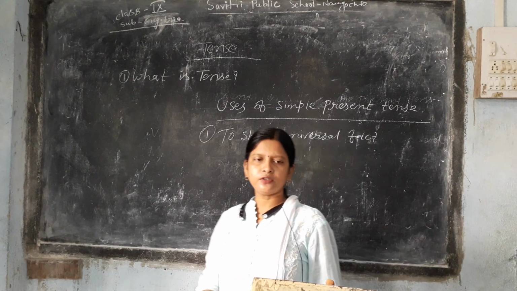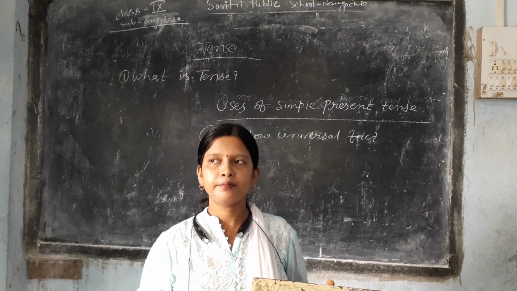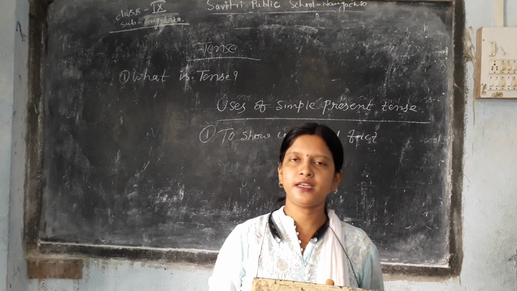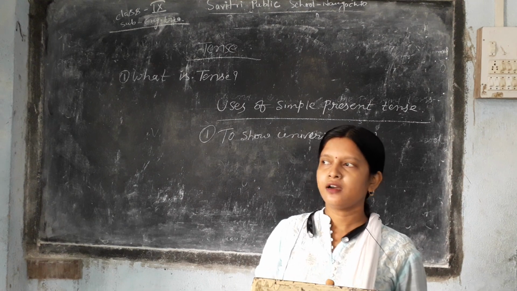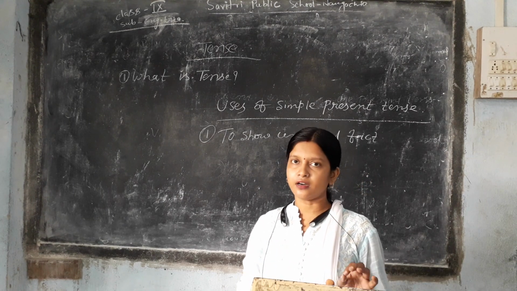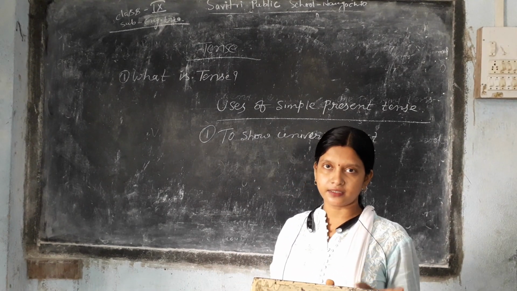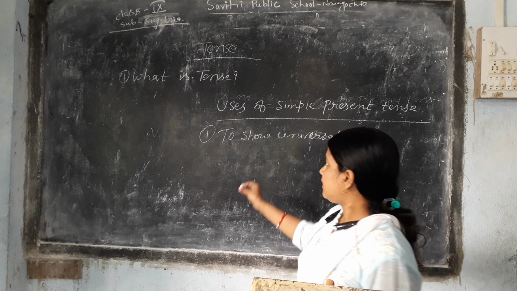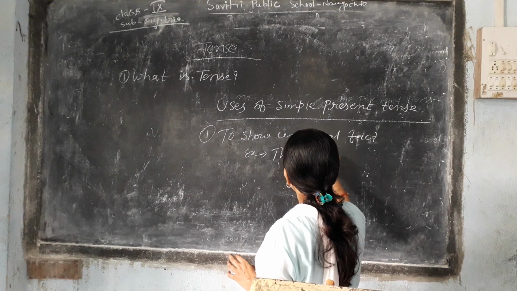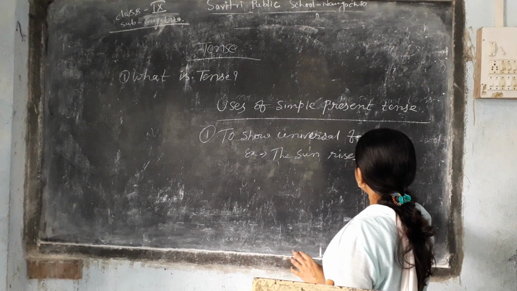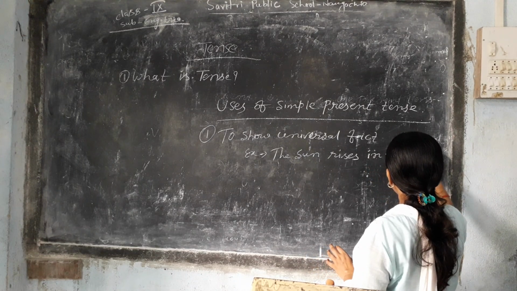If we want to say something about a universal fact, then we use simple present tense, because a universal fact never changes. The universal truth never changes. So with universal fact we always use V1, simple present tense. For example, the sun rises in the east.